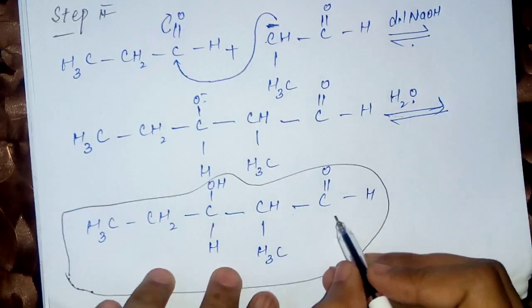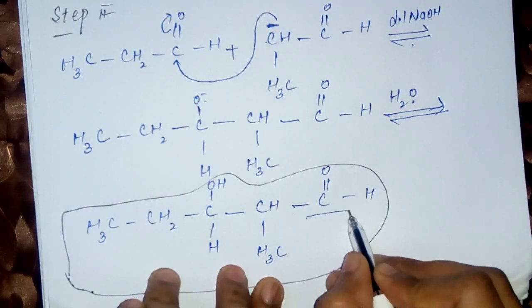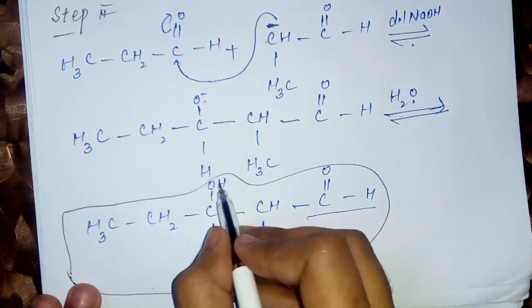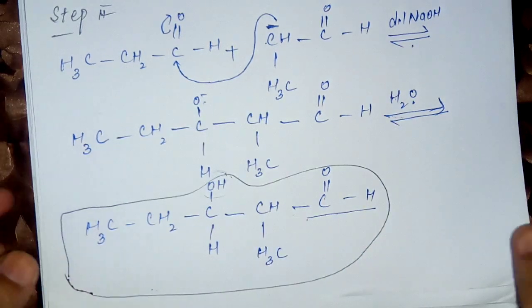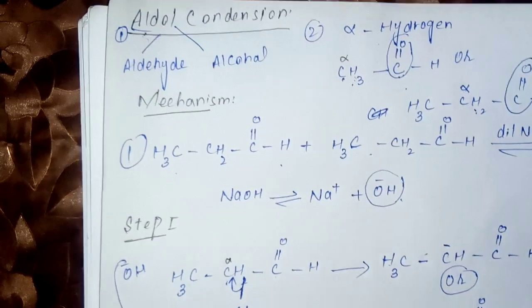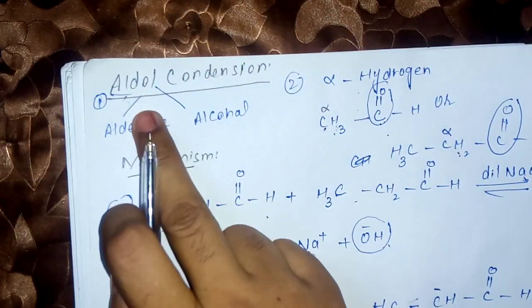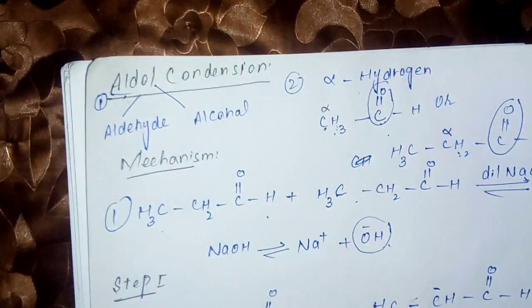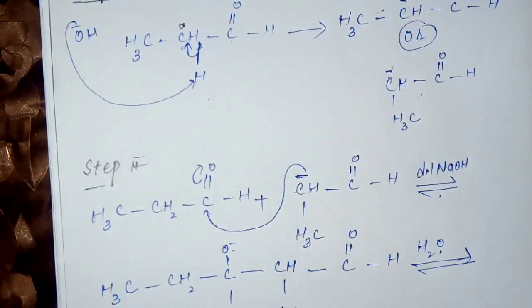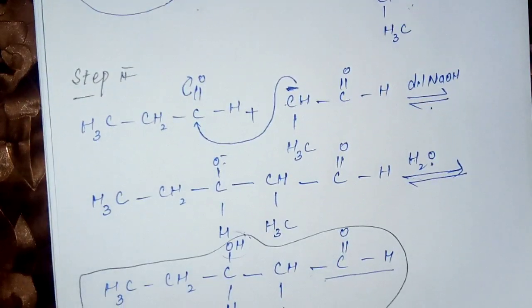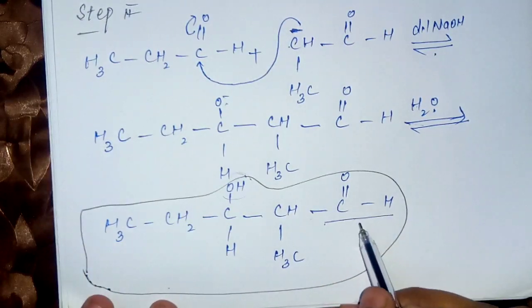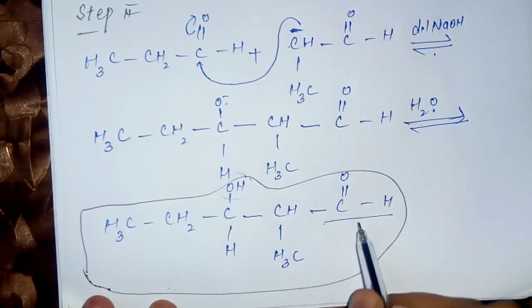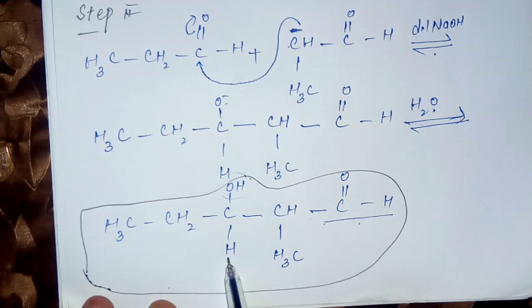So you can say that this one is called the aldehyde, and this one is called the alcohol. But if you focus on the main topic, this is called the aldol condensation. Where is the condensation from here? When this aldol compound is formed, on one side is an aldehyde and on the other side is an alcohol group.